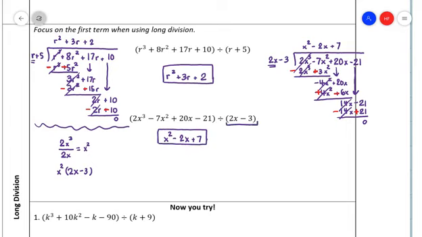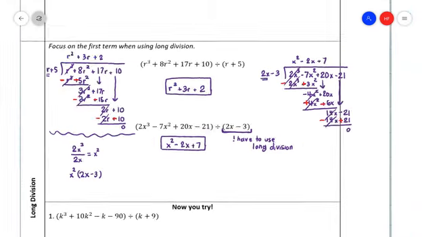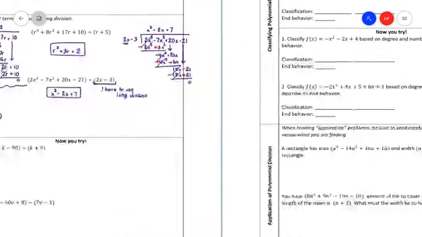Just be aware that if you are given something like this on the test, you have to use long division, because we cannot use synthetic with a coefficient on our variable. So if we had this first one with the r plus 5, you could use synthetic if it didn't tell you to use long division, but on the second one with the 2x minus 3, you would have to use long division just because it has a 2 in front of the x.